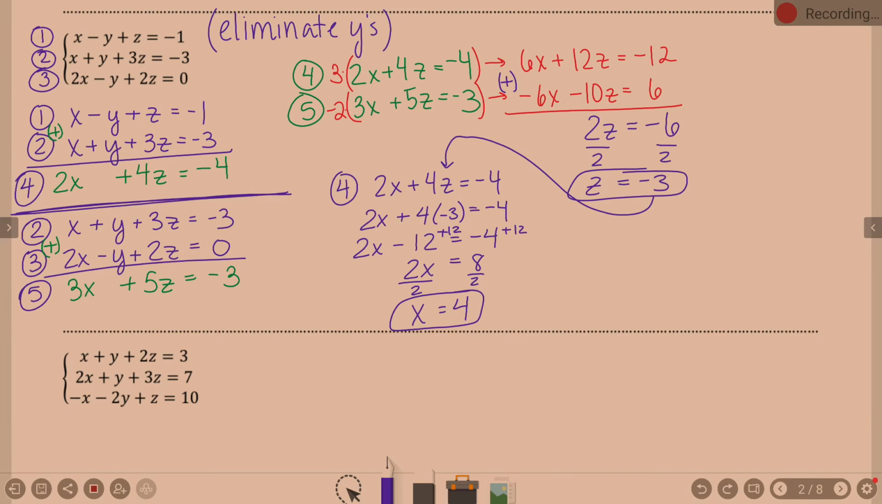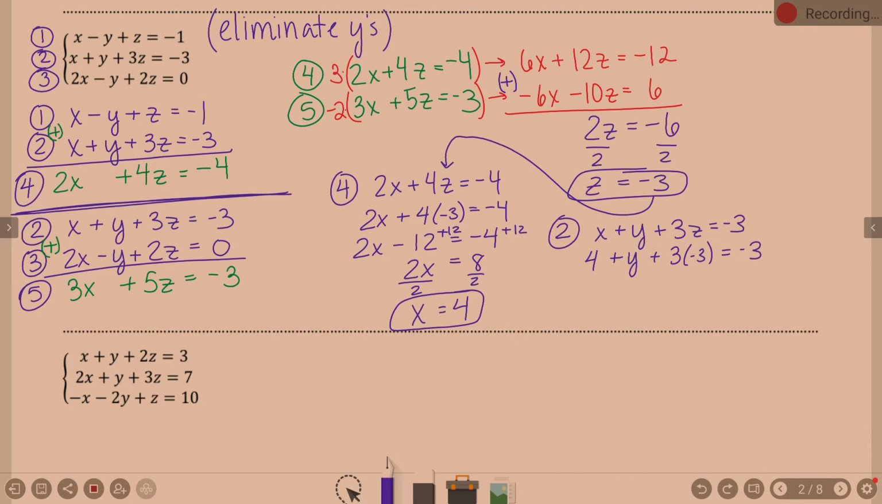I kind of like Layton's 2. The advantage of using 2 is it's a positive y. Now, am I saying you can't use 1 or 3? No. So if I use equation 2, which is x plus y plus 3z equals -3. I know a lot of you probably picked 1 because it's just x, y, and z, right? I get it. So I have 4 plus y plus 3 times -3 equals -3.